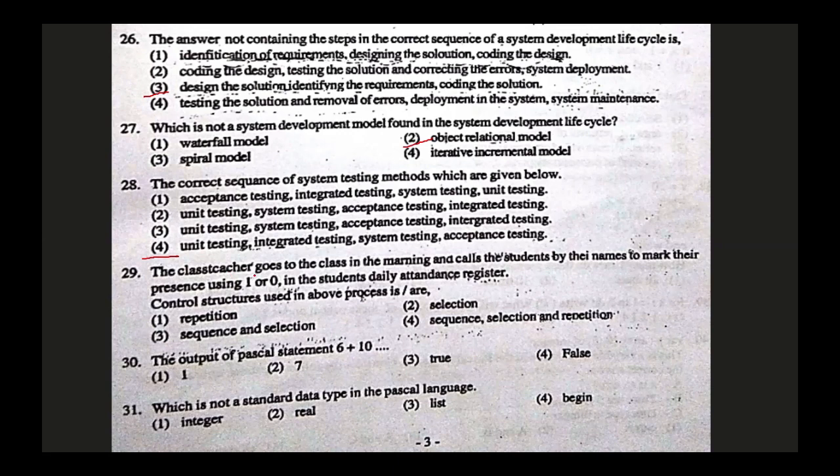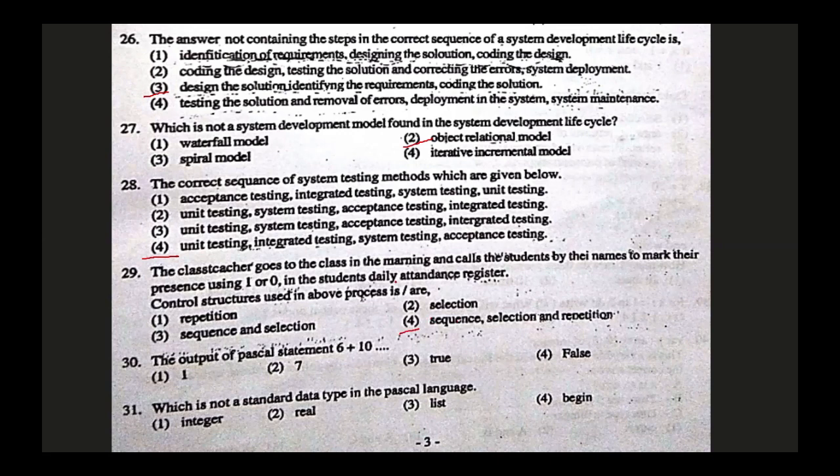Question 29, the class teacher goes to the class in the morning, and calls the students by their names to mark their presence. That means attendance. To mark attendance, the teacher marks 1 for present or 0 for absent in the student daily attendance register. Yes, the control structures used in the above process, in this process, the control structure used is actually this.